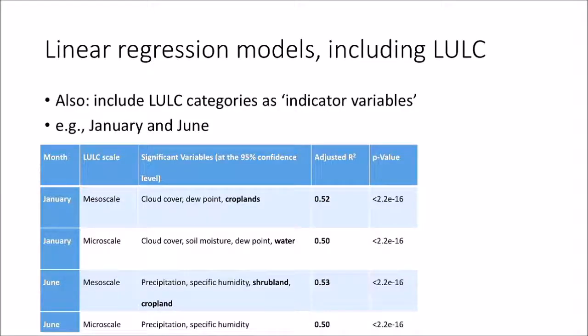Then, to see if I could improve things at all, I threw land use land cover into the linear regression models as indicator variables, just which LULC category you were essentially. Unfortunately, it didn't really improve the models drastically. I just tested January and June, the 2 most skillful months. Still, R-square was just around 0.5 with the LULC categories in there, but a few of them did pop up as significant, specifically croplands, shrublands, and water, which I picked on earlier on.